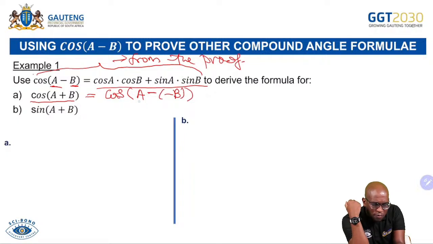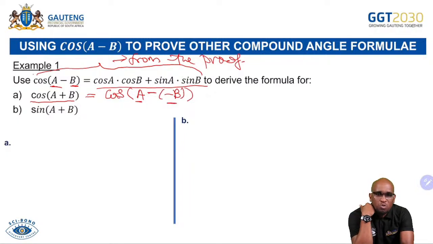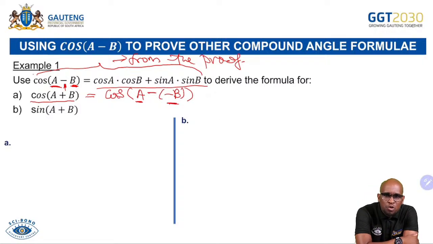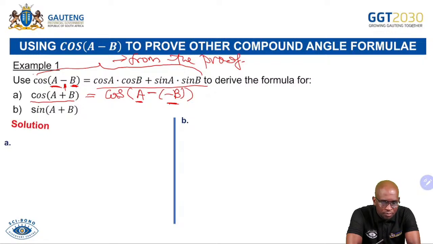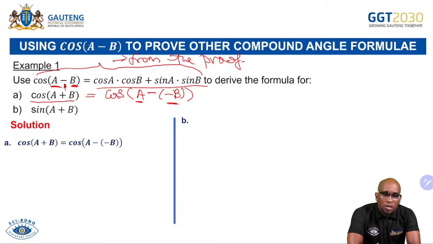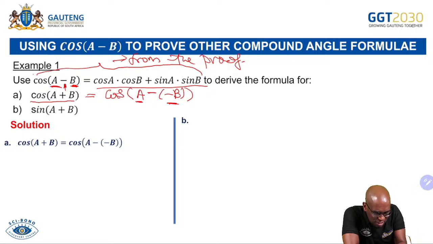So if you check now, we've written this as a difference of two angles. First angle is A, second angle is B here. Difference of two angles. We did the same here. First angle is A, subtract the second angle, negative B. So we've written it as a difference of two angles. That is the first step: writing A plus B as a difference of two angles. Then from here, we can use the given expansion.